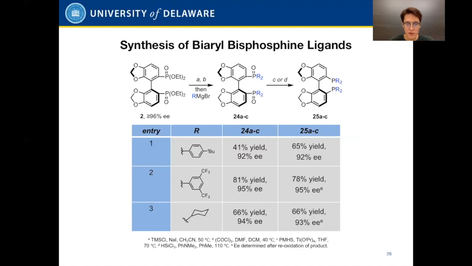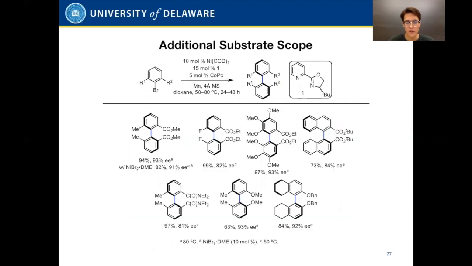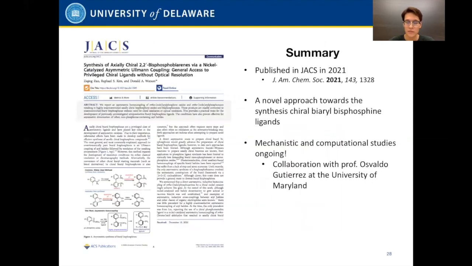So excitingly, the conditions developed here also proved to be effective for other classes of asymmetric aryl halide dimerization. Ortho-bromo aryl esters, amides, and ethers could also be dimerized in good yields and high levels of enantioselectivity. This work was published in JACS this year, and this provides a novel approach to synthesizing chiral bisphosphine ligands. And currently, collaborative mechanistic and computational studies are ongoing with Professor Osvaldo Gutierrez at the University of Maryland.